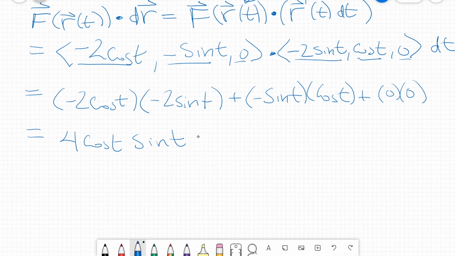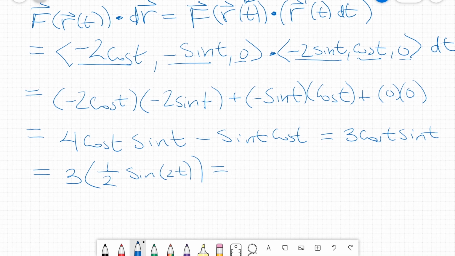And simplifying, we'll use the trig identity, and thus our integrand will be equal to 3/2 sine 2t dt.